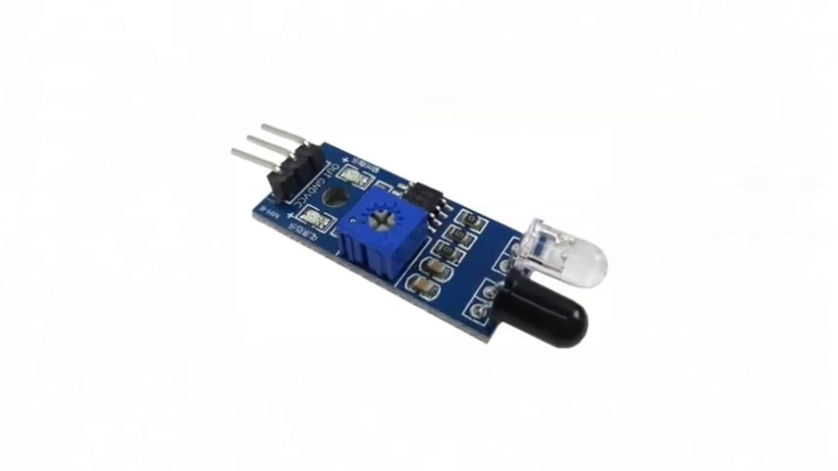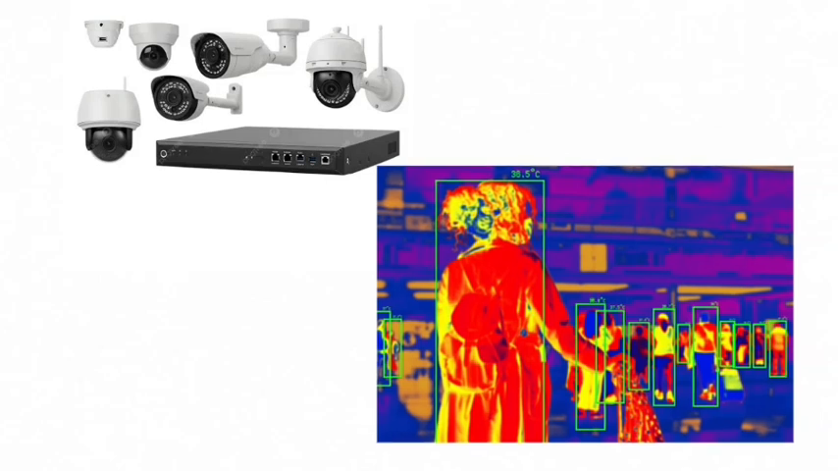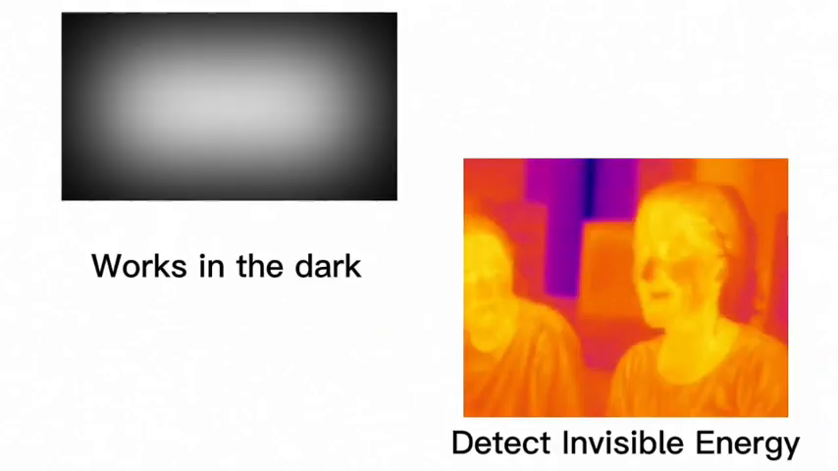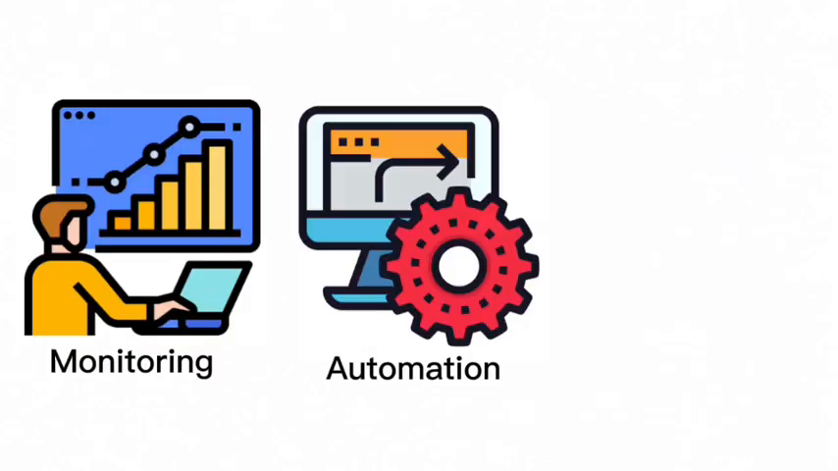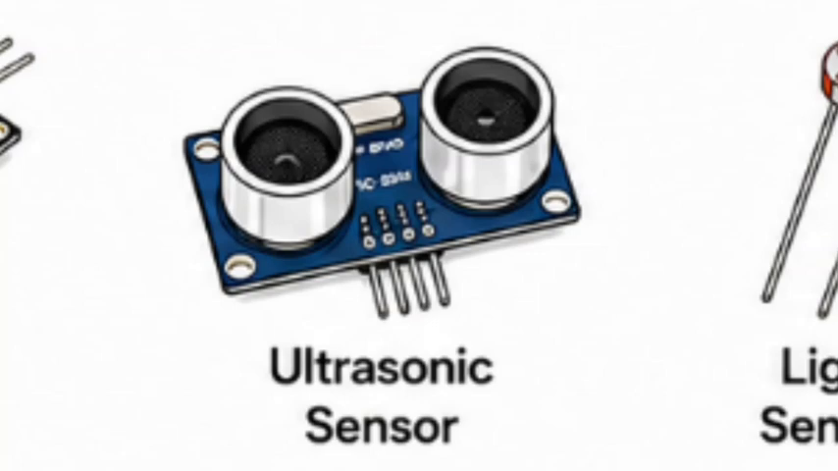Infrared sensors are also widely used in security systems, where they detect changes in heat patterns caused by moving people or animals. Since they can operate effectively in darkness and detect invisible infrared energy, they are highly useful for monitoring, automation, and communication applications.